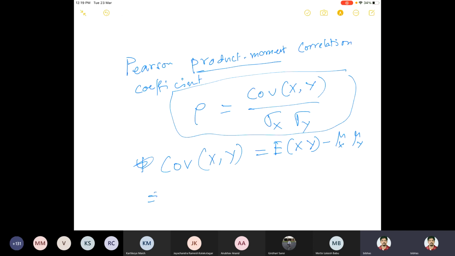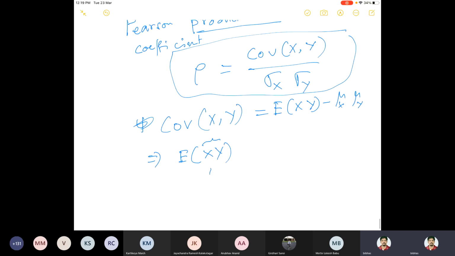this will imply E of xy, the expectation of the product of these random variables. This is a new random variable, a product of x and y. The sample space is the same. If you treat it as a random variable Z, then Z at some omega is nothing but X of omega times Y of omega. So it is a product of two random variables.